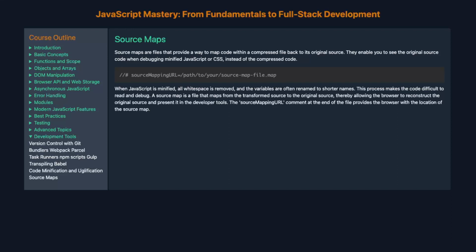A source map is a file that maps from the transformed source to the original source, thereby allowing the browser to reconstruct the original source and present it in the developer tools. The source mapping URL comment at the end of the file provides the browser with the location of the source map.